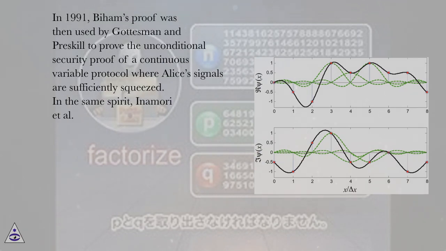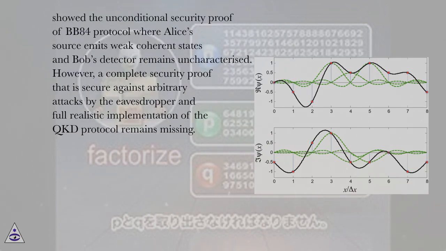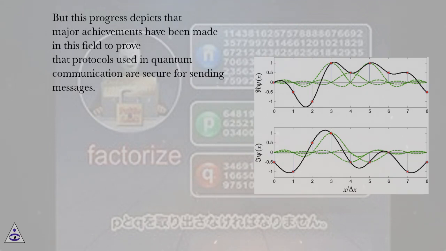In 1991, Biham's proof was then used by Gottesman and Preskill to prove the unconditional security of a continuous variable protocol where Alice's signals are sufficiently squeezed. In the same spirit, Inamori et al. showed the unconditional security proof of the BB84 protocol where Alice's source emits weak coherent states and Bob's detector remains uncharacterized. However, a complete security proof that is secure against arbitrary attacks by the eavesdropper and a full realistic implementation of the QKD protocol remains missing. But this progress depicts that major achievements have been made in this field to prove that protocols used in quantum communication are secure for sending messages.